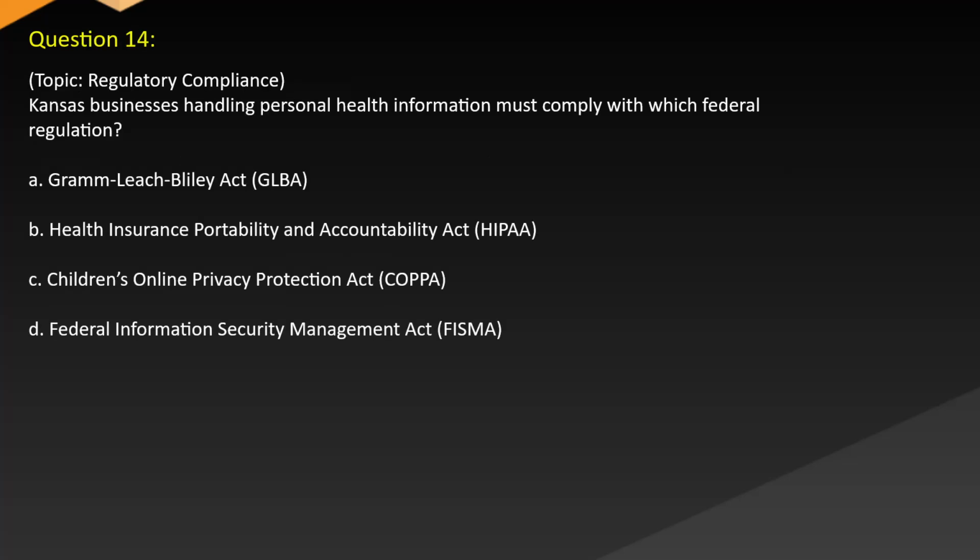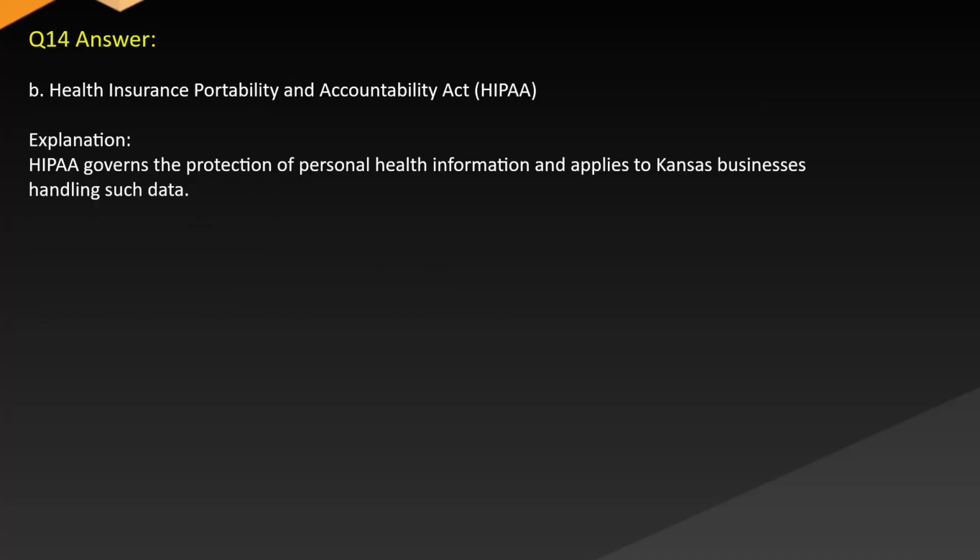Question 14. Topic: regulatory compliance. Kansas businesses handling personal health information must comply with which federal regulation? A. Gramm-Leach-Bliley Act (GLBA). B. Health Insurance Portability and Accountability Act (HIPAA). C. Children's Online Privacy Protection Act (COPPA). D. Federal Information Security Management Act (FISMA). Answer B. HIPAA. Explanation: HIPAA governs the protection of personal health information and applies to Kansas businesses handling such data.